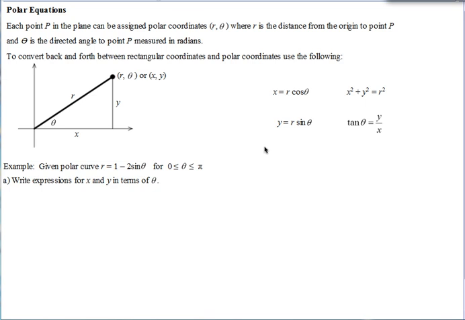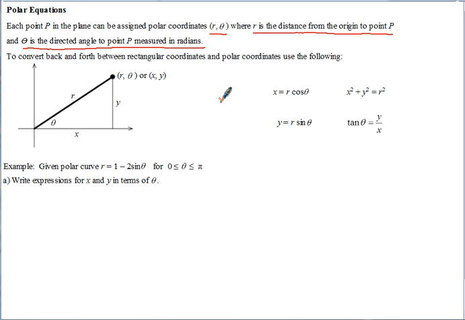These are the notes for AP Calculus on the topic of polar equations. So with polar equations, each point in the plane can be assigned polar coordinates, r and theta, where r is the distance from the origin to the point, and theta is the directed angle to point P, measured in radians.